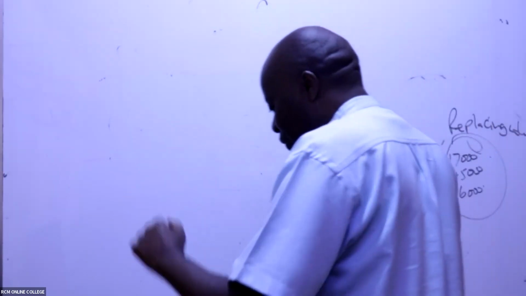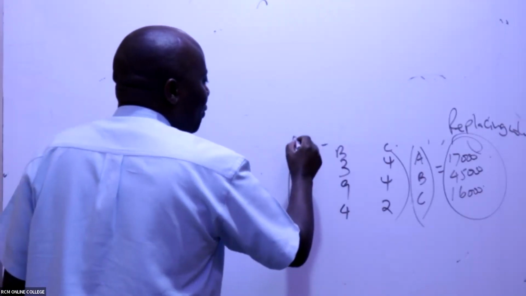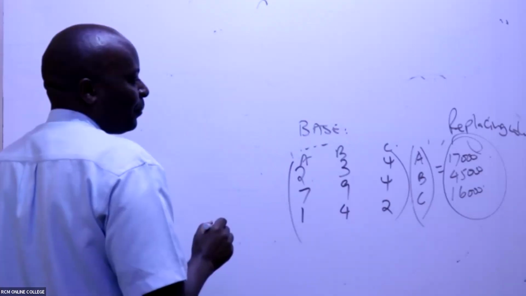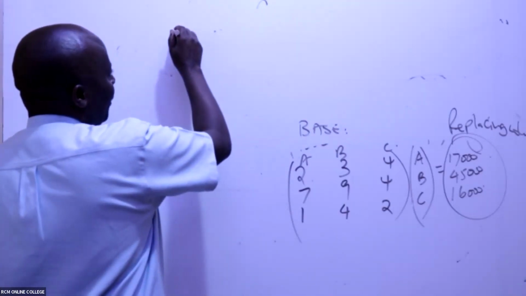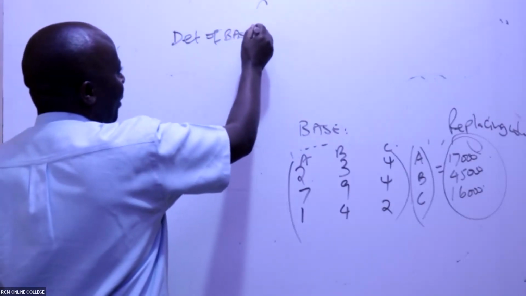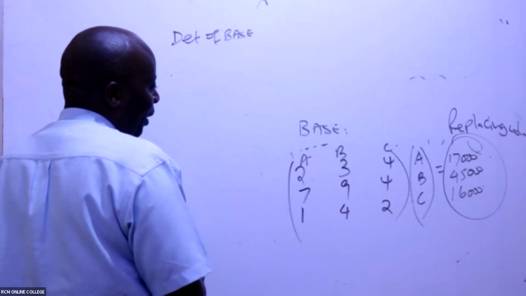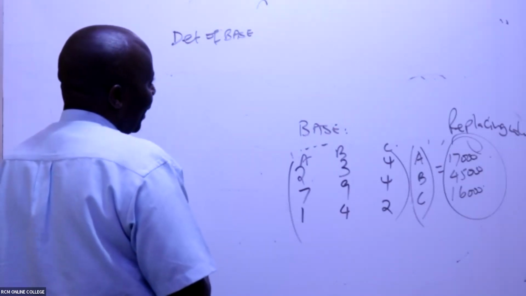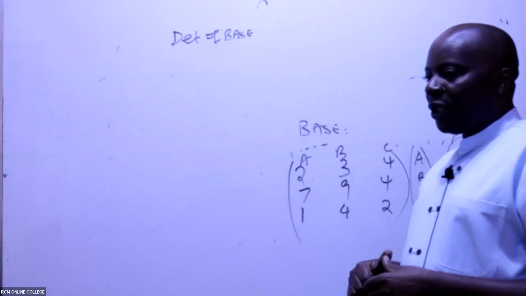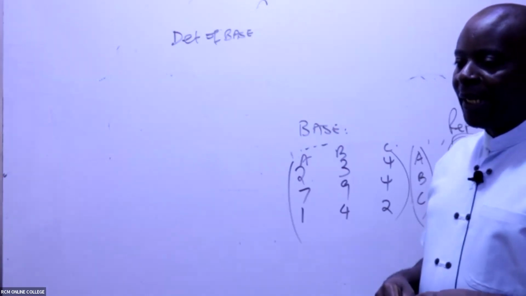Great. Let's go together. The very first thing I will do: this matrix is what I call the base. So come and give me the determinant of the base. We know the determinant of the base, ladies and gentlemen, will be product of primary diagonal minus product of secondary diagonal.